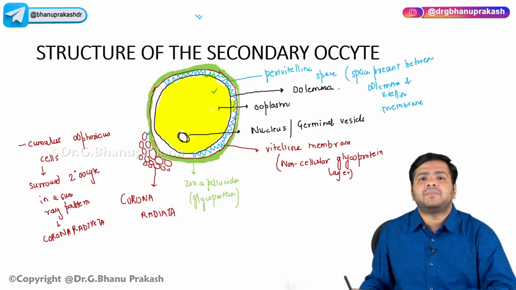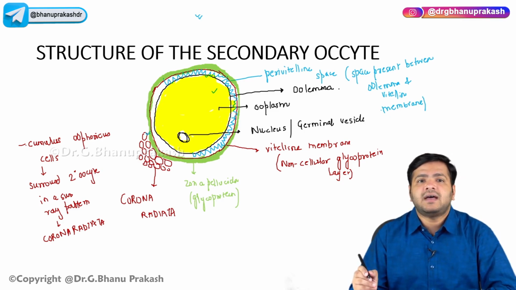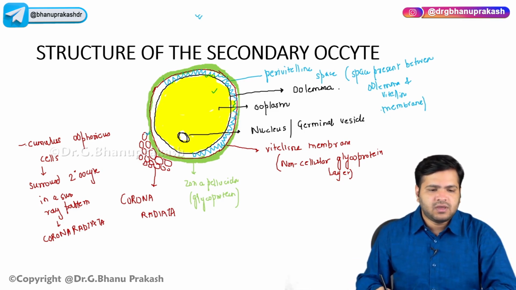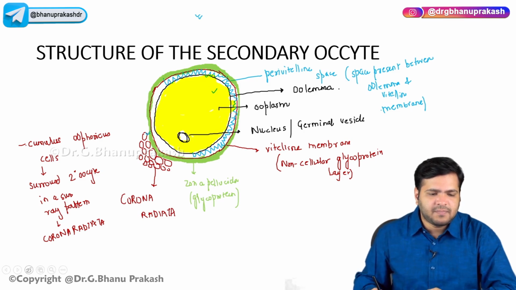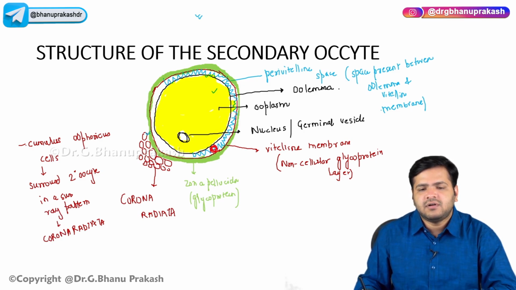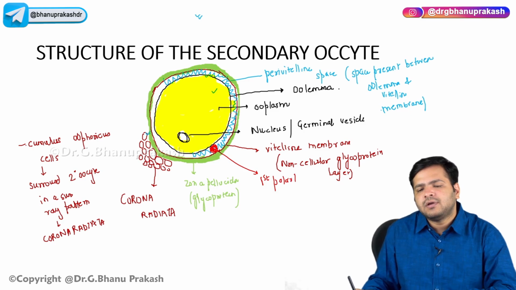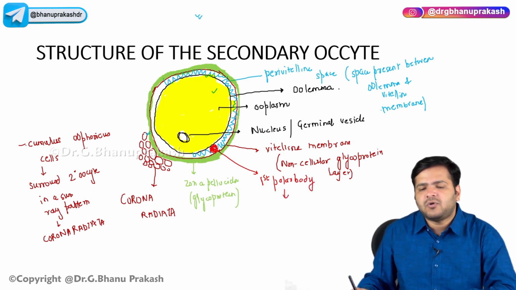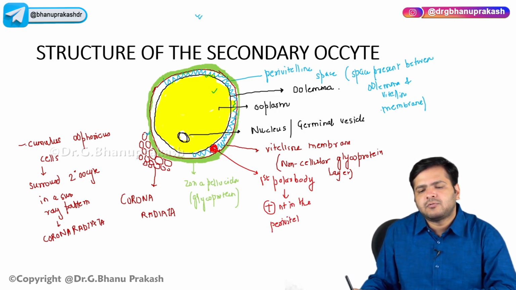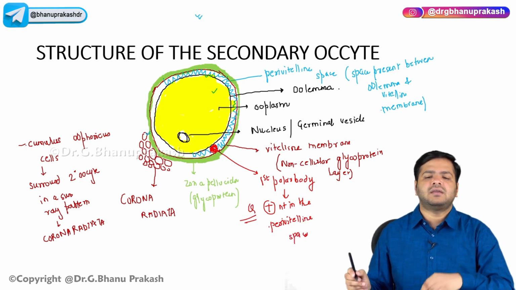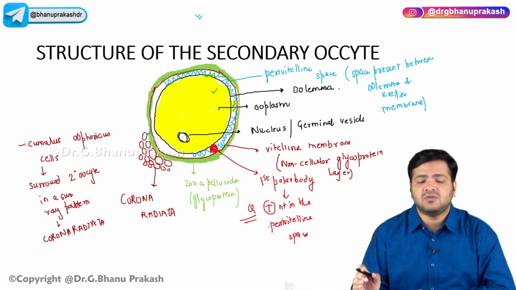And remember that the first polar body is seen in the perivitelline space. So I can draw it over here. We have the first polar body, and it is present in the perivitelline space. So this is regarding the structure of the secondary oocyte.